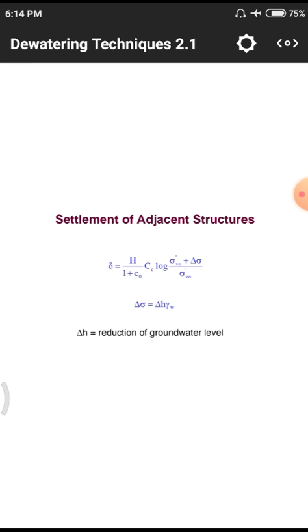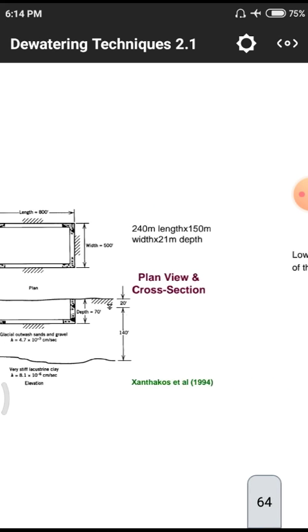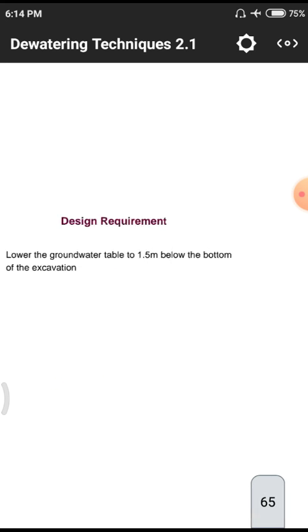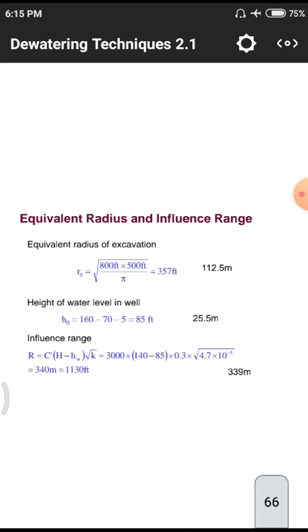Likewise we have to observe the neighbouring structures, what force is applied on the site, what structure we have, and whether it is necessary to construct or we need to go for a design change. All those things. Delta means reduction of the particular volume. Examples: these are different examples, plans, views and cross sections, and a design requirement of lowering the groundwater table up to 1.5 meters below the excavation. These are the radius changes and others.